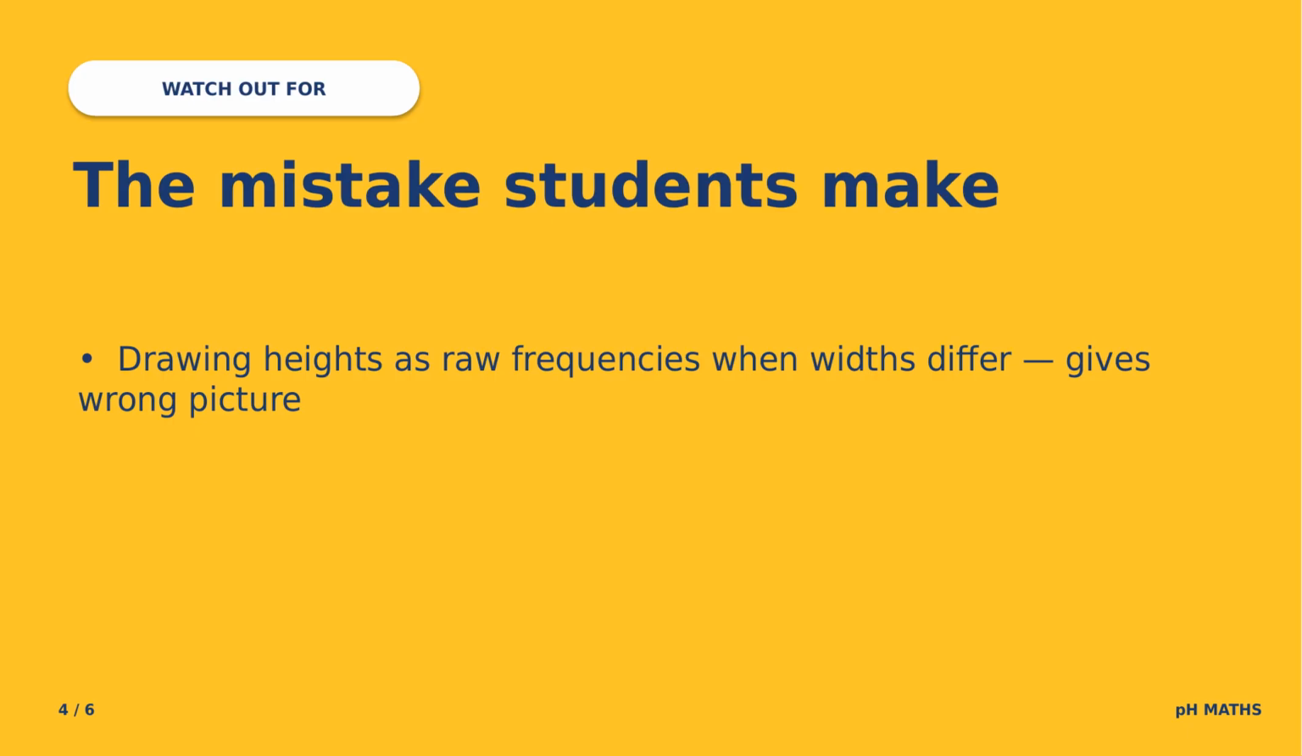Common mistake: plotting the raw frequency as the height when the class widths are unequal. You'll get a misleading picture with the wide bars looking way too tall. Always check the class widths first. If they're all equal, you can use frequency. If they differ, you must use frequency density.